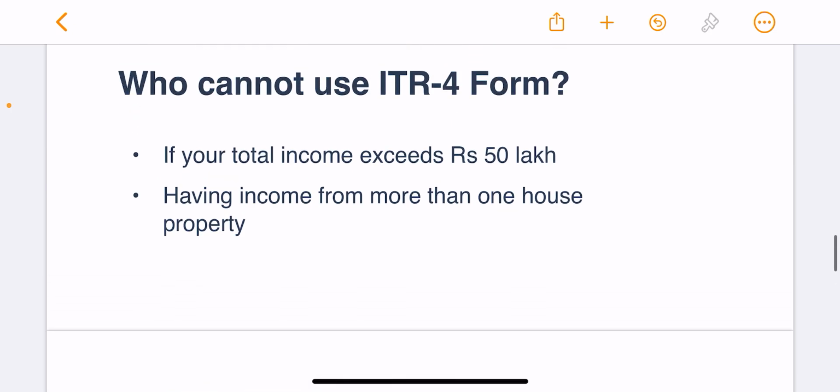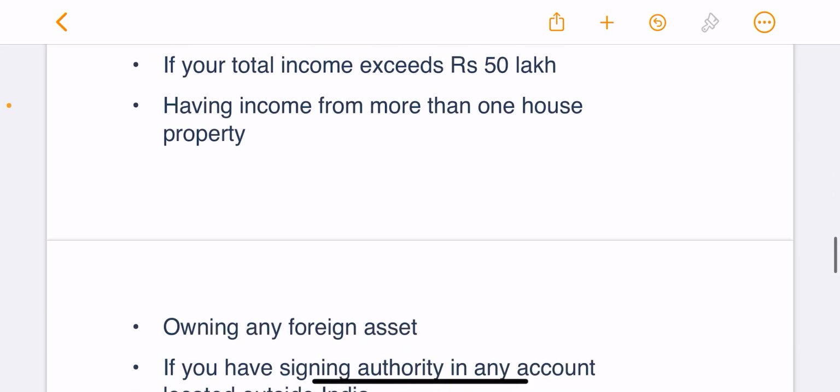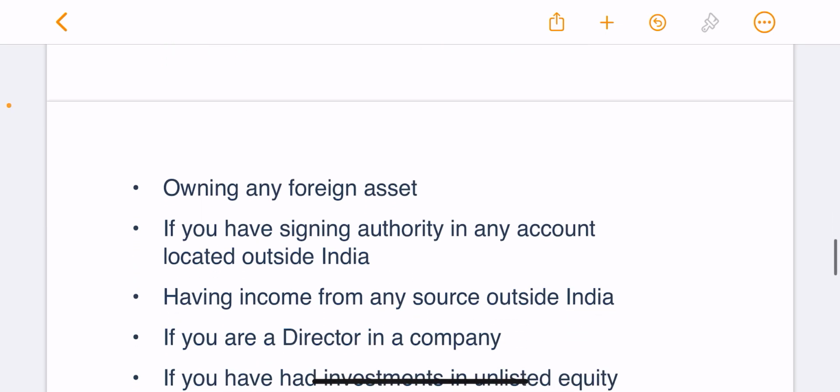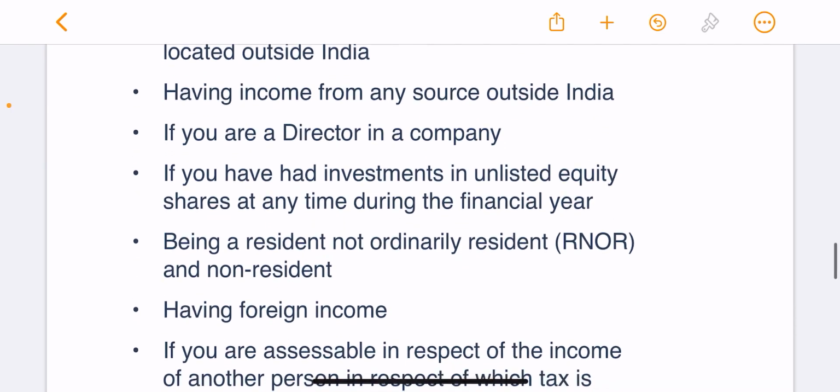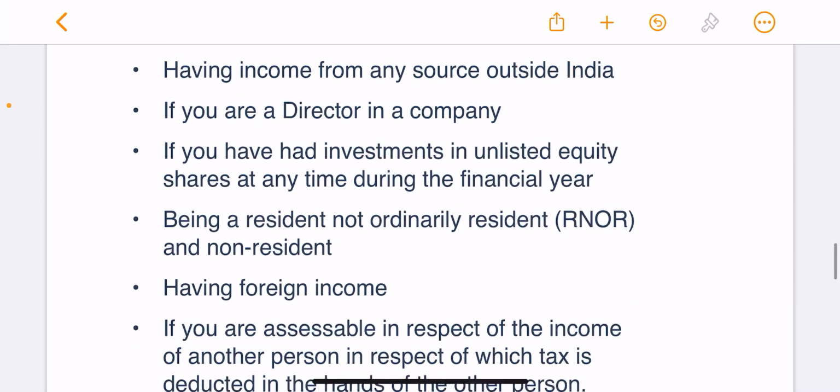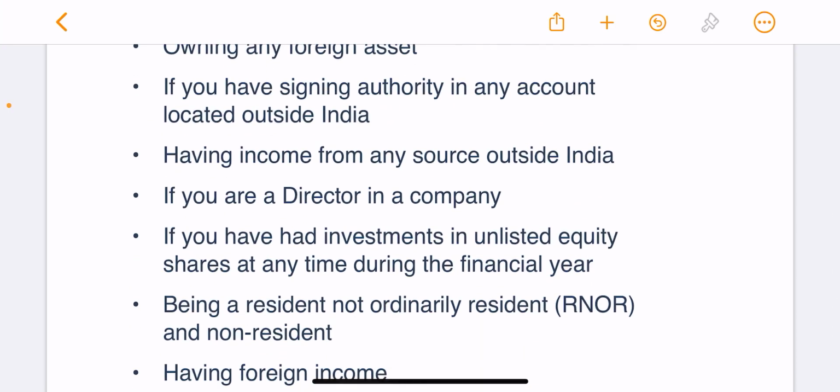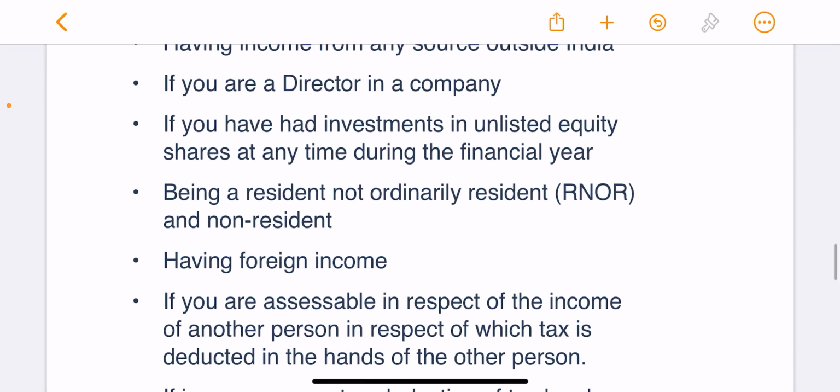Now who can't file ITR 4? They are saying if your income is more than 50 lakh, you have income from more than one house property, you own any foreign assets, you have signing authority of any account located outside India, you have income from any source outside India, you are a director in a company, or you have investment in unlisted equity shares. So whatever is the exclusion part of ITR 1 is not eligible to file ITR 4, but some conditions like your income being less than a specific limit are the same.